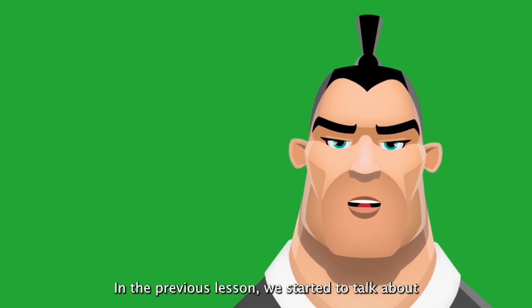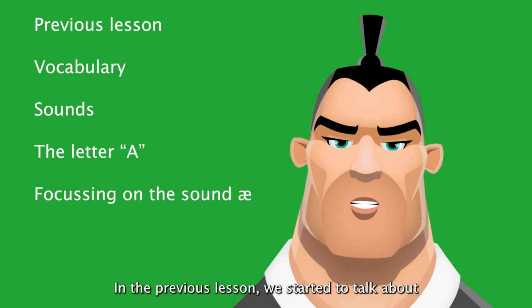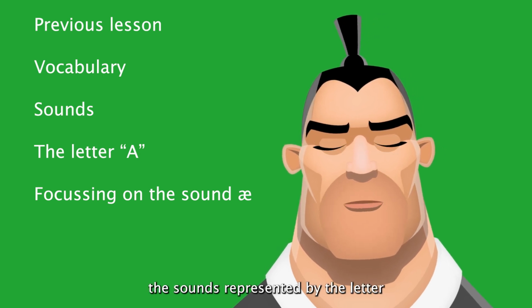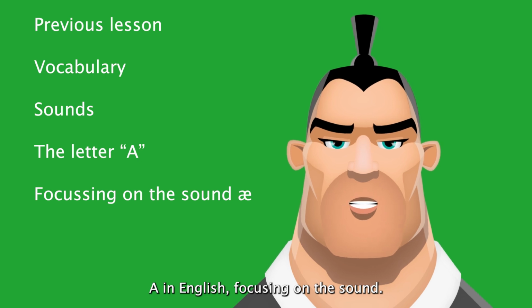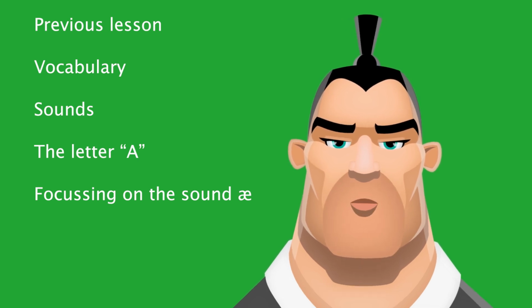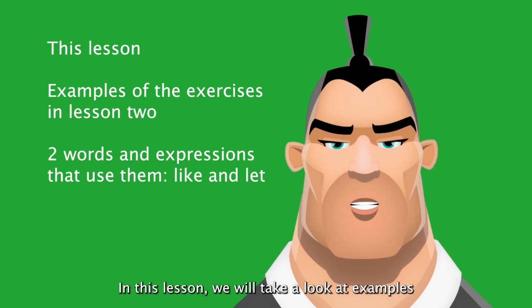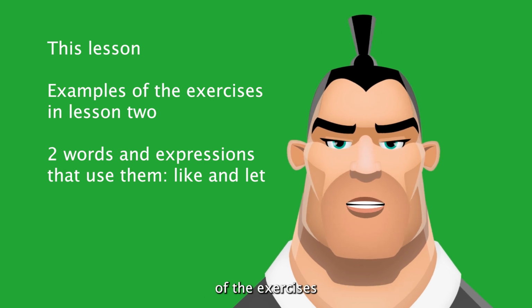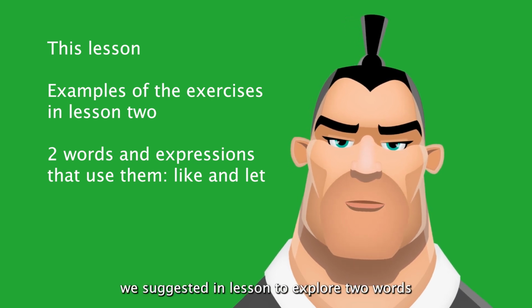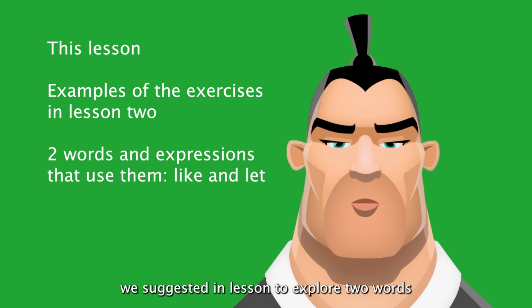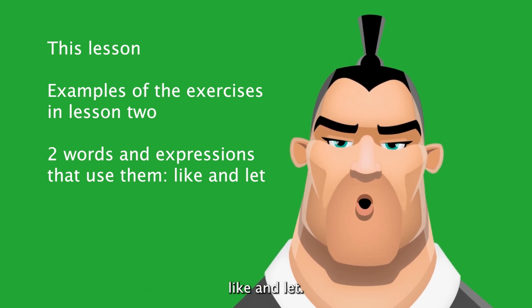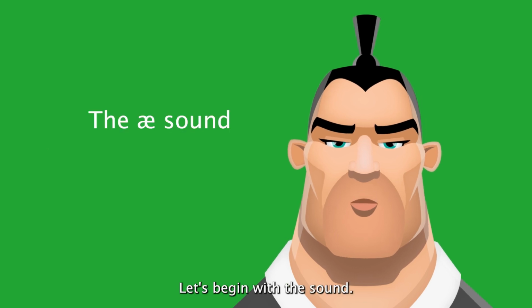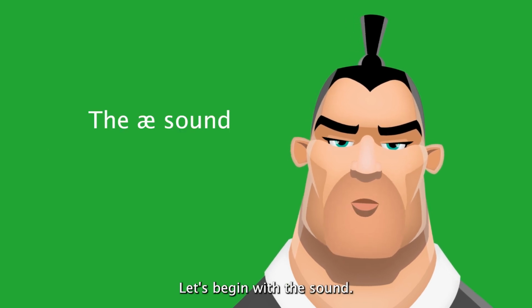In the previous lesson, we started to talk about vocabulary and discussed the sounds represented by the letter A in English, focusing on the sound. In this lesson, we will take a look at examples of the exercises we suggested in Lesson 2, explore two words and some expressions that use them. Like and let. Let's begin with the A sound.